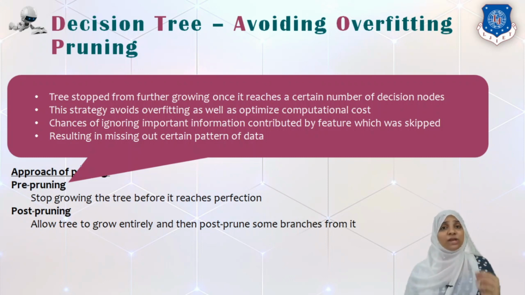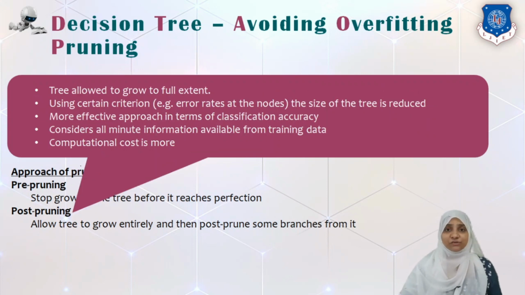Since we have only a limited number of nodes, a feature which might contribute much more later on in predicting the label might be ignored. So it is completely possible that we skip a feature which contributes more to prediction. This approach might result in missing certain patterns of data, so the information contained inside the data is not captured correctly in the decision tree model.